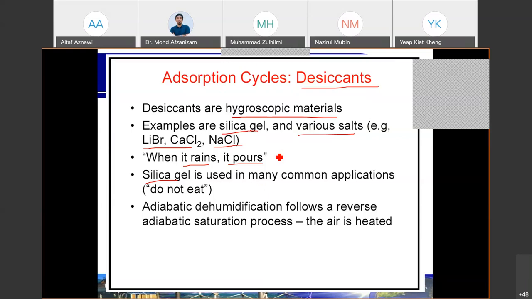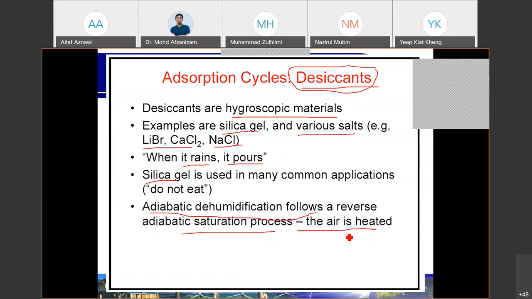to avoid any mold or any fungus or bacteria which can live with moisture. So that's the purpose of the desiccant, to absorb moisture content in whichever application. Okay, adiabatic dehumidification follows a reverse adiabatic saturation process.